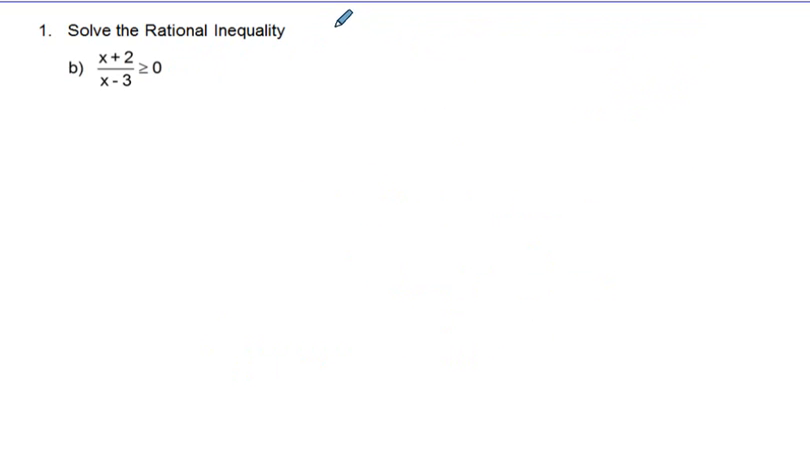Okay, to find our critical numbers, we set our numerator equal to 0, so we have x plus 2 is equal to 0, so x equals negative 2. And for our denominator, we have x minus 3 equals 0, so x equals 3 is our critical number.